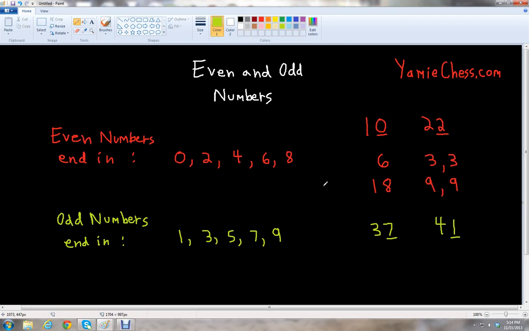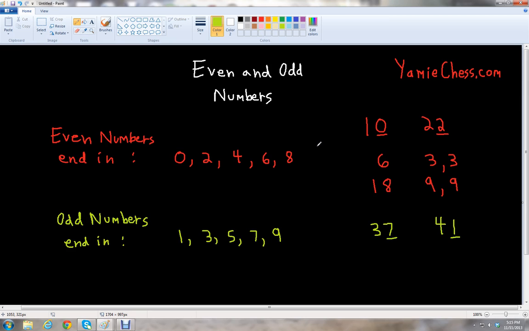Yamie Chess is the math learning aid based on classic chess that helps students in math and science education for school. In this lesson, we will learn about even and odd numbers. Even numbers are the numbers that end in 0, 2, 4, 6, and 8. And those digits, 0, 2, 4, 6, and 8, are actually even numbers as well.